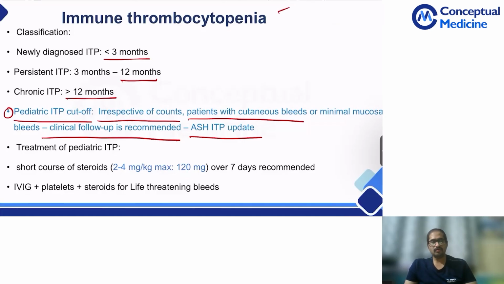So the question will be on pediatric ITP: a child with a platelet count of 5,000, 8,000, having no bleeds at all, no skin bleeds, or minimal skin bleeds like a few petechiae, a few purpura. So treatment is not steroids, IVIG or anti-D. Treatment is only close observation and clinical monitoring.